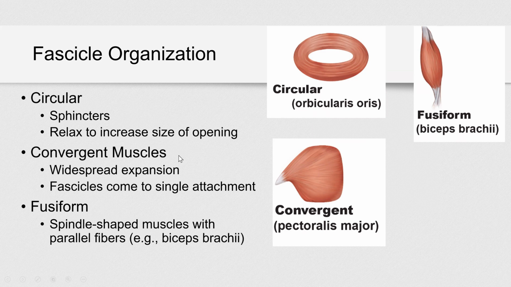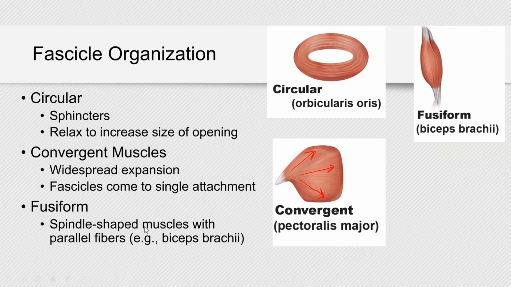Convergent muscle arrangement is when we have a widespread expansion and fascicles come to a single attachment. So the origin is very widespread over here, right? You can see the example, your pectoralis major. You have a very widespread origin, and then the insertion comes to a single point, to the single tendon. And this arrangement actually allows you to pull in different directions. So for example, these muscle fibers will pull in this direction, those in this direction, and those superior muscle fibers pull in a different direction. So that gives you a bigger range of motion.